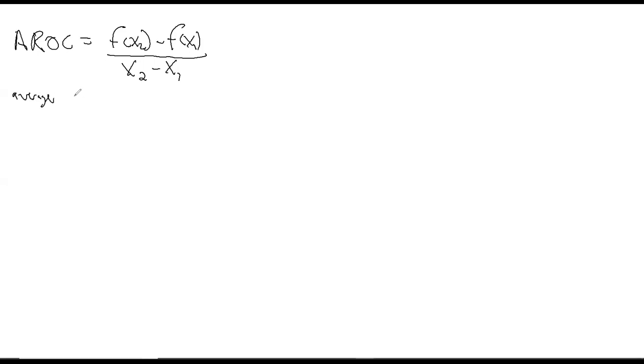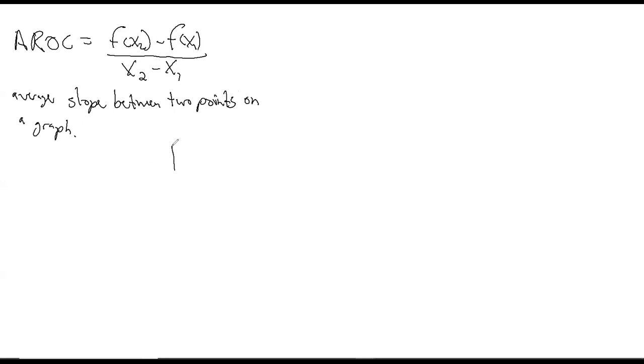Our average rate of change formula is f of x2 minus f of x1, all divided by x2 minus x1. And we said that this was calculating the slope between 2 points on a function, the average slope, on a graph.